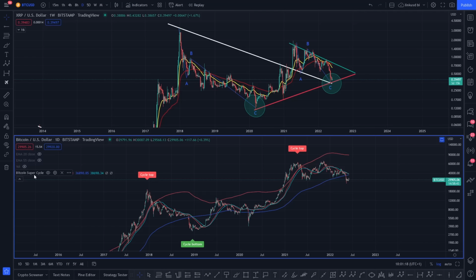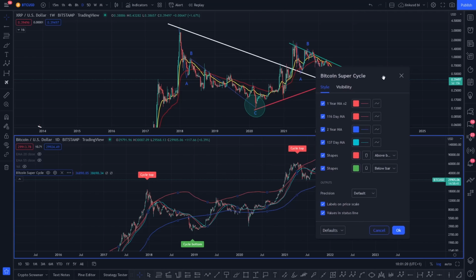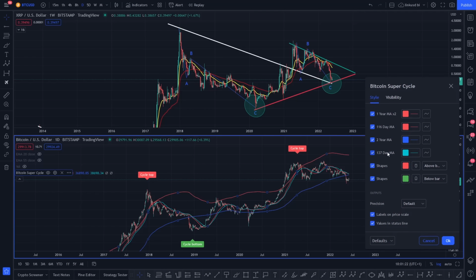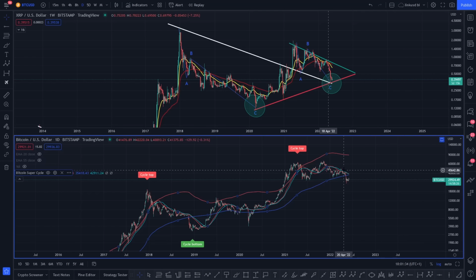If you go to the Bitcoin super cycle, click on settings, you can see that the light blue line here is the 137-day moving average, and the dark blue, sorry, is the 2-year moving average, and you can drop them into your charts by ticking them like that. So you can see that whenever the light blue goes below the dark blue, that has always indicated a cycle bottom for Bitcoin. And whenever the light red crosses the dark red, that always indicates a cycle top for Bitcoin. So I do think that we're almost completing this bottom right now.